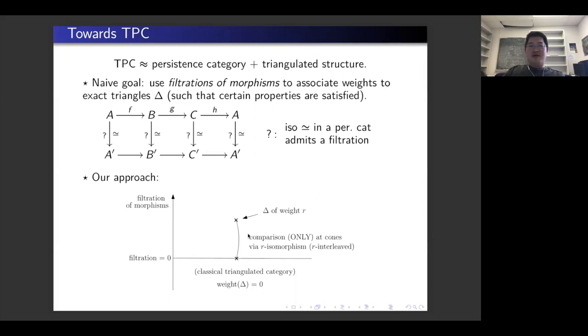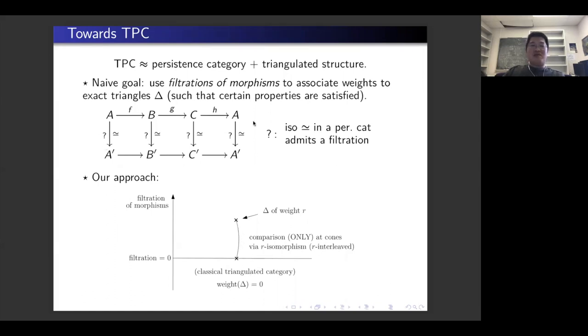It's zero, okay. And what is the other exact triangle that we have in this new TPC? We will enlarge the triangle to some other triangle called the triangle of weight R. This is a new triangle, we will define it. And the weight R comes from the following: I will compare this triangle with some triangle in the classic triangulated category. And how do you compare them?